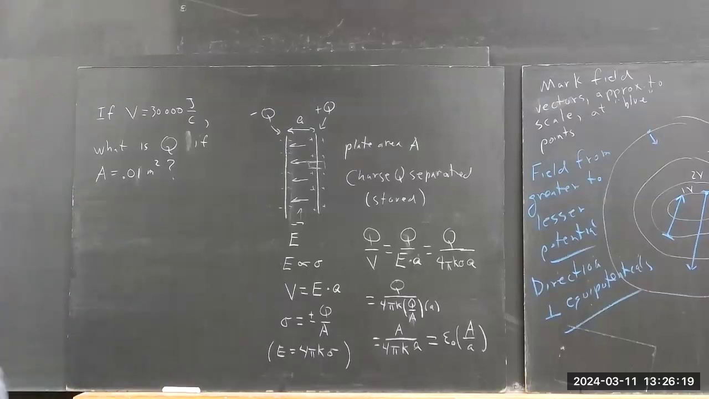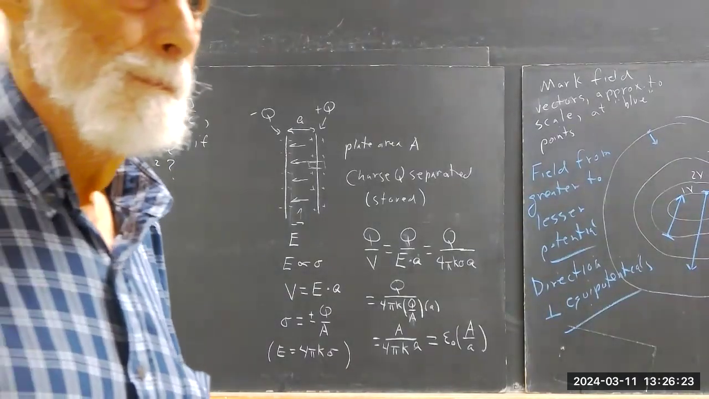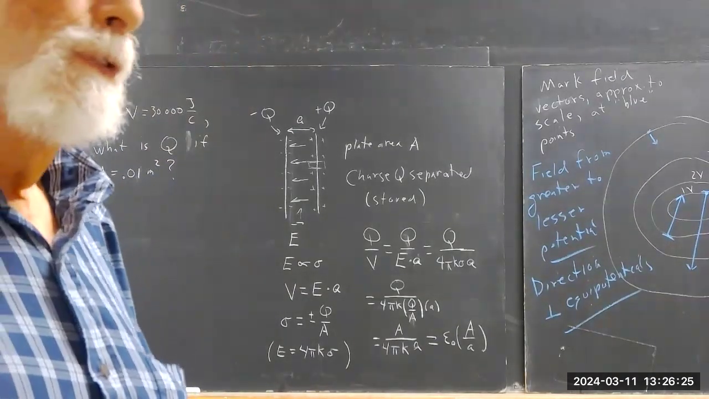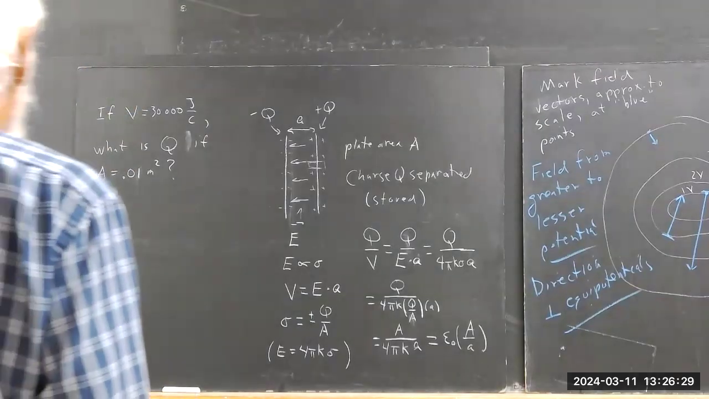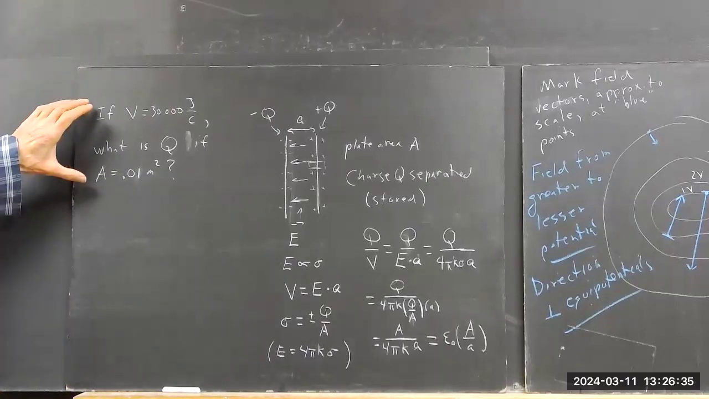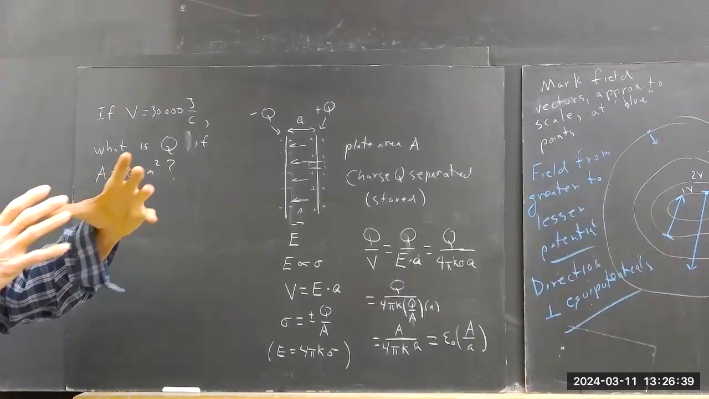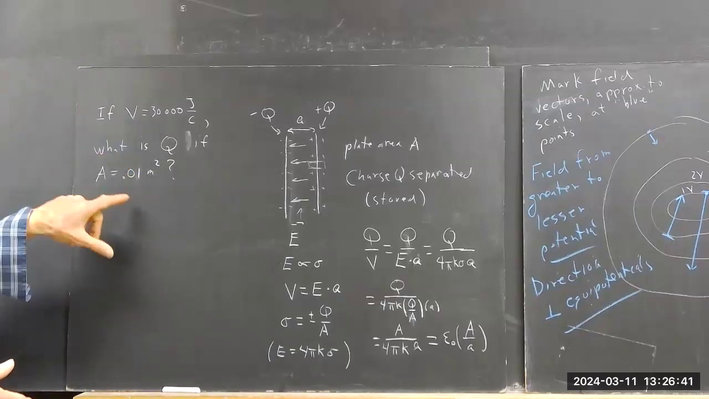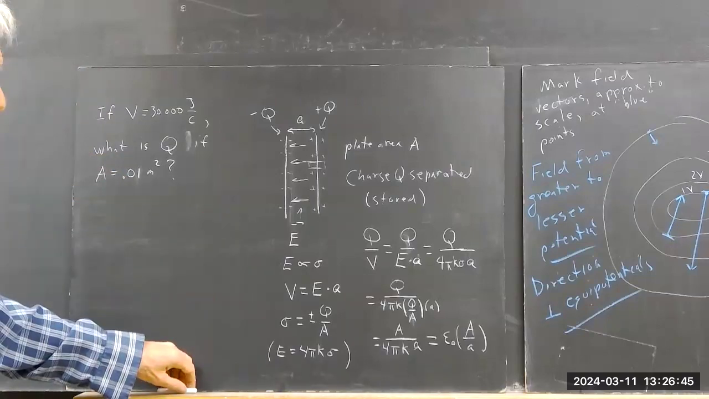Okay. It's actually like 0.031416 square meters. But let's just go with that. Okay. Now that would be a somewhat smaller plate. This plate's going to have roughly 3 times the charge this plate would. So what do you get?